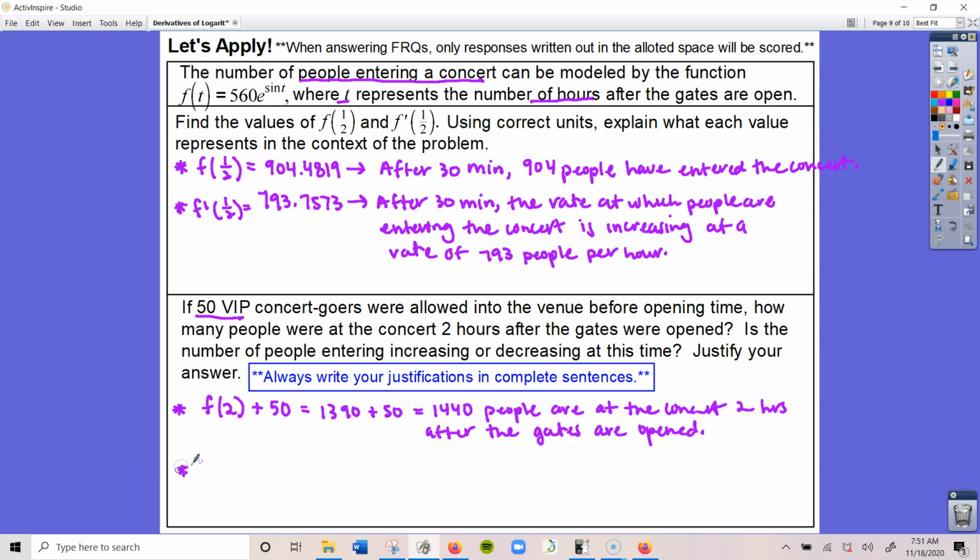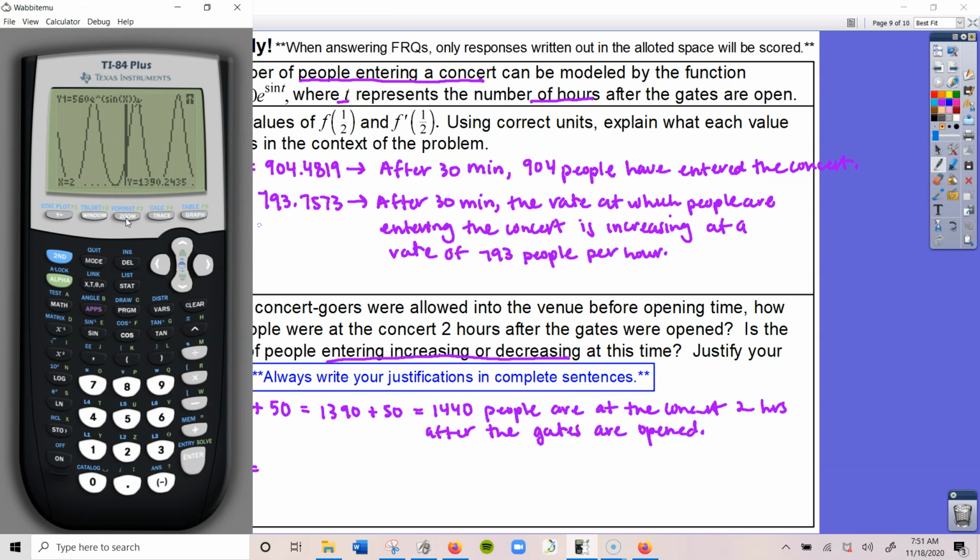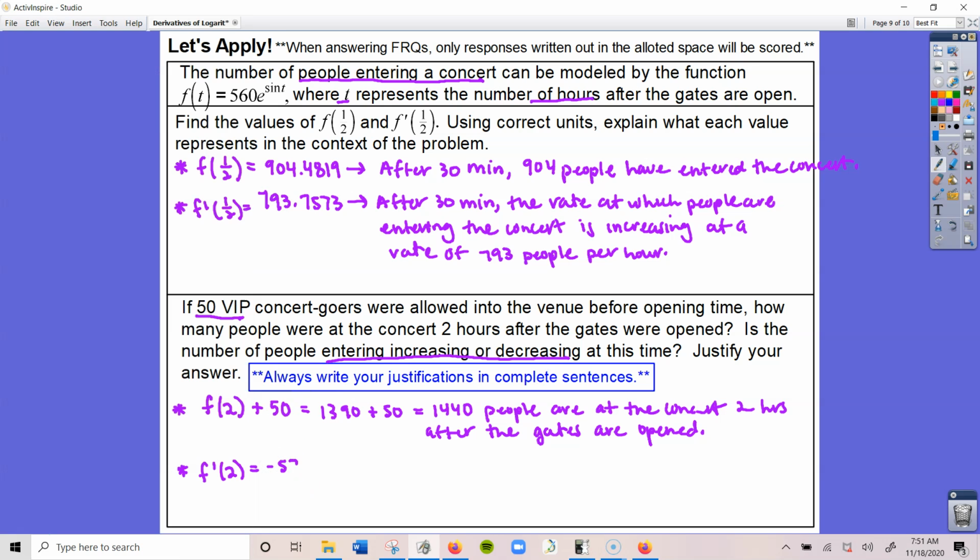Now I'm going to figure out, is the number of people entering increasing or decreasing? This means that I am trying to find f prime of 2. So I'm going to go back to my calculator, second calc, dy dx, 2, enter, and I get negative 578.5451.